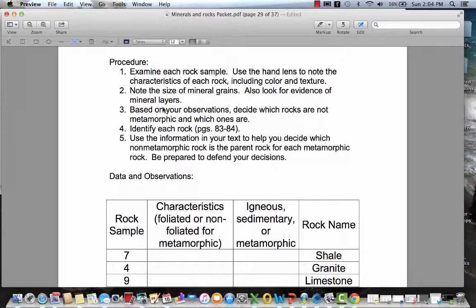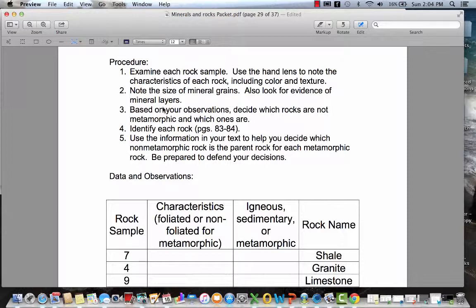We just learned about the two classifications of metamorphic rocks, foliated and non-foliated. So you're going to look for that foliation or non-foliation. Based on your observations, then you will decide which rocks are not metamorphic and which ones are. The ones that are not, you are going to have to tell if they're igneous or sedimentary. Some indications of metamorphism: they're going to be very dense. They might have that sparkly look if they're non-foliated. They're going to be foliated or striped if they are, and dense.